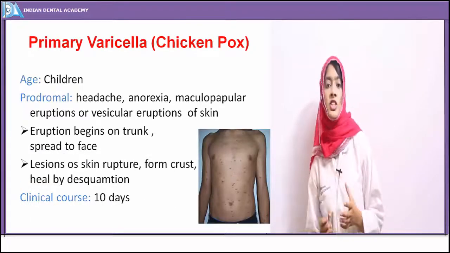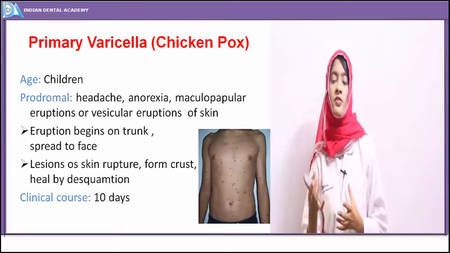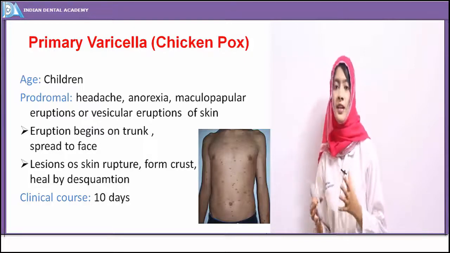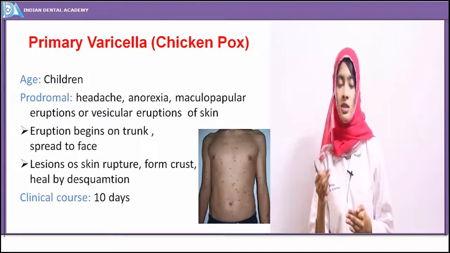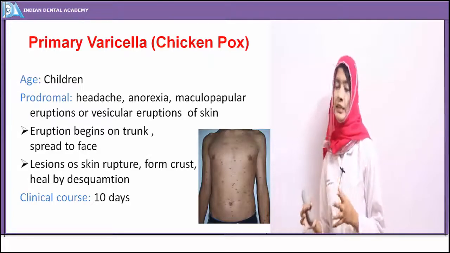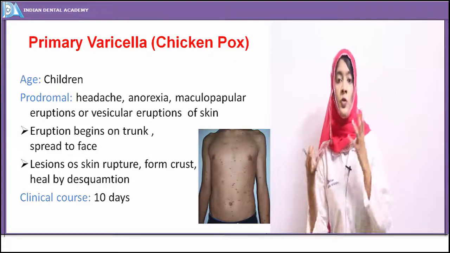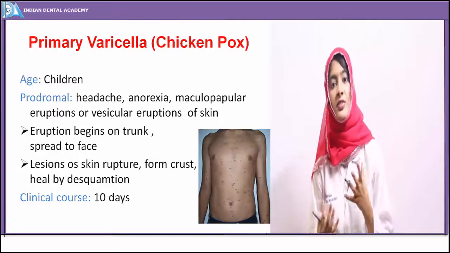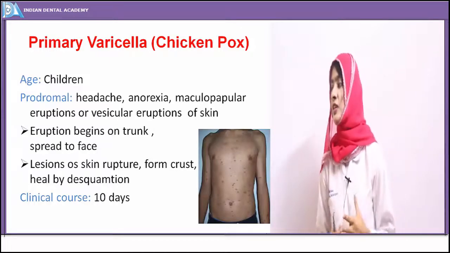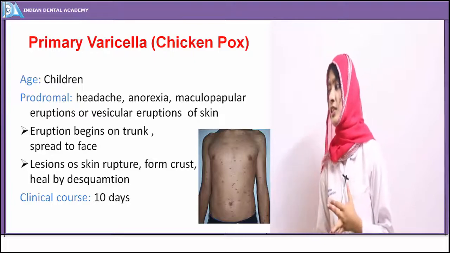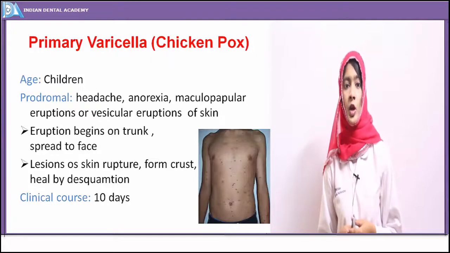Primary infection by the varicella zoster virus gives the presentation of chickenpox, that is, primary varicella. Since it's a primary infection, the initial attack occurs in children or young adults. The clinical presentation includes a variety of prodromal symptoms. Before the visible rashes develop, you can see generalized manifestations like headache, anorexia, weakness, and malaise.